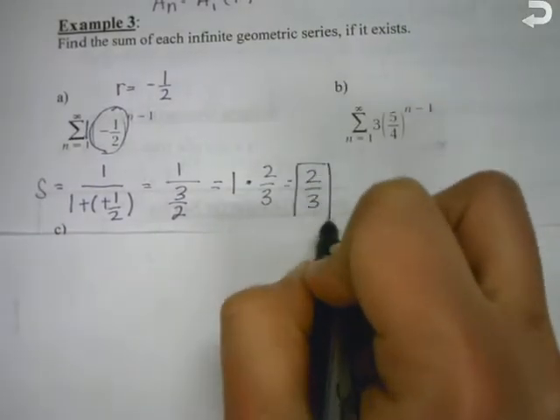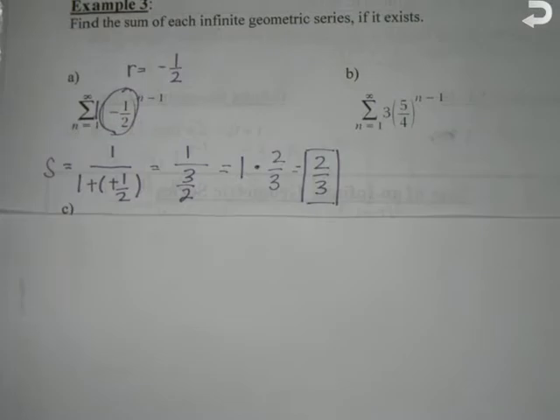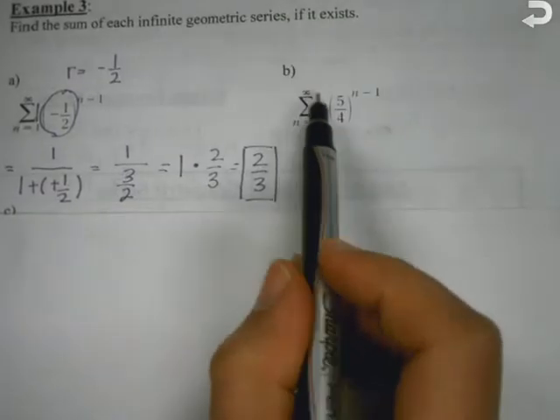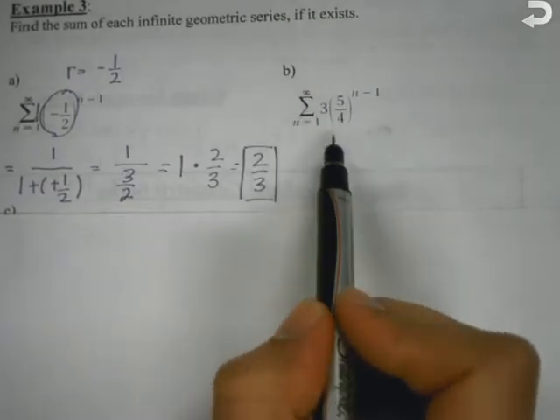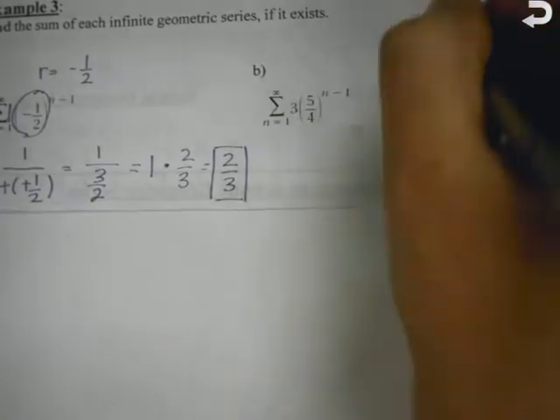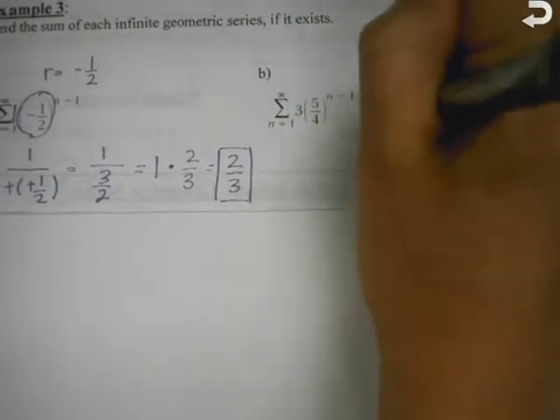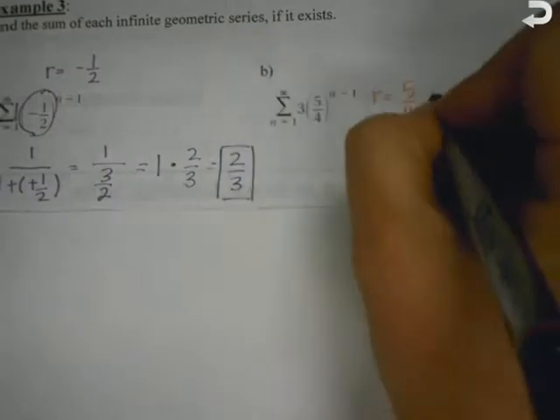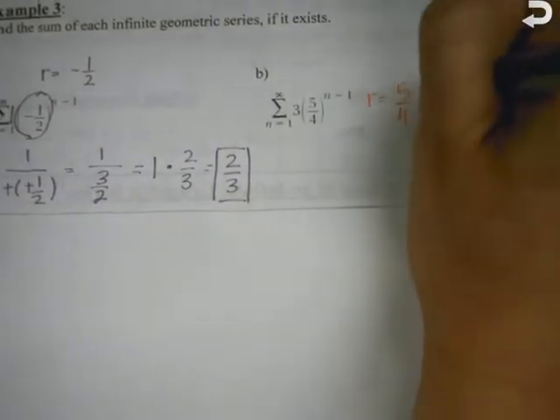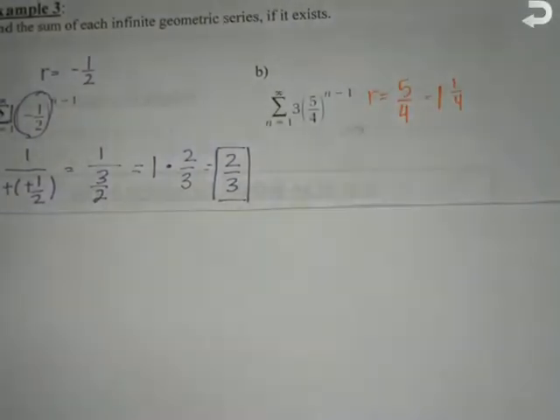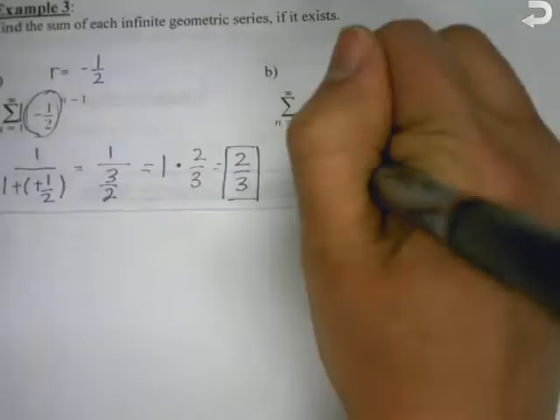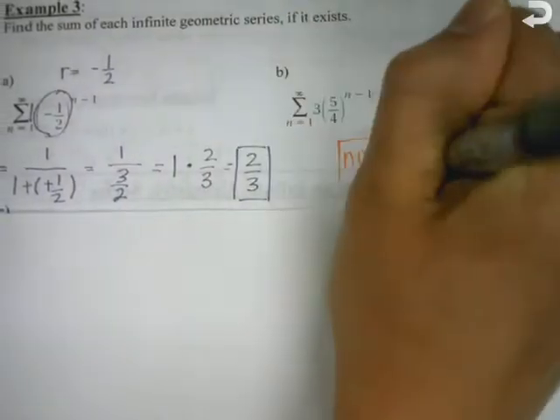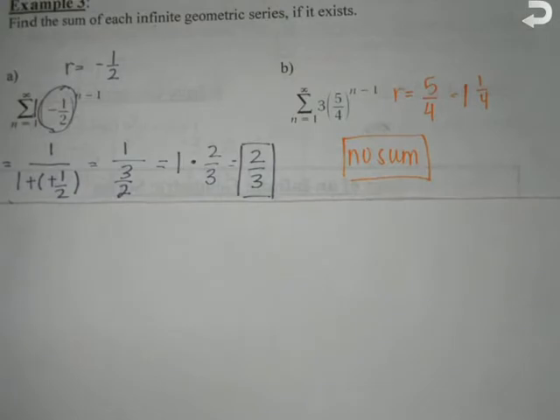B. The sum from 1 to infinity of 3 times (5/4)^n to the n minus 1. What is R? 5/4. Is 5/4 between 1 and negative 1? Five-fourths is the same as 1 and 1/4. Is that between 1 and negative 1? No, it's too big, right? So we stop. No sum. Okay?